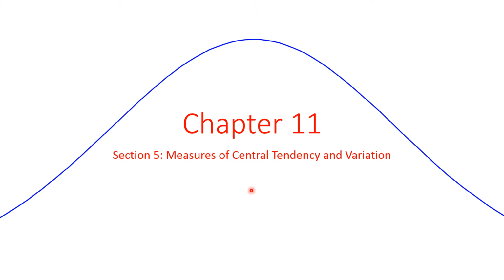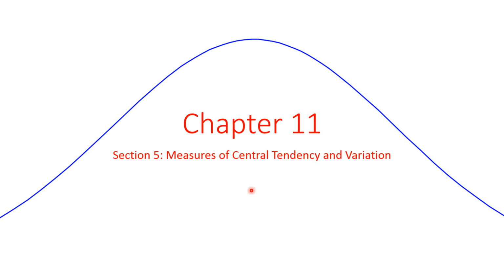Welcome back. In the second half of Chapter 11, we are going to be looking at statistics. So far, we've looked at probability, and I know a lot of people think that probability and statistics are basically the same thing, but they're actually quite different. Probability is about finding the likelihood of something happening. Statistics is about looking at data, analyzing data, and that's what we're going to be doing.